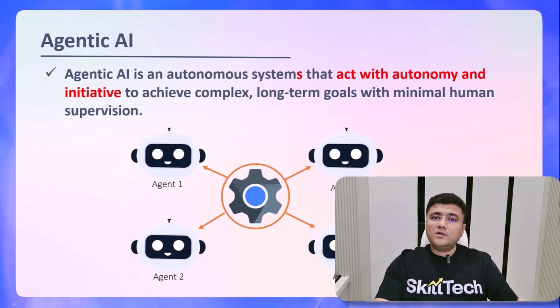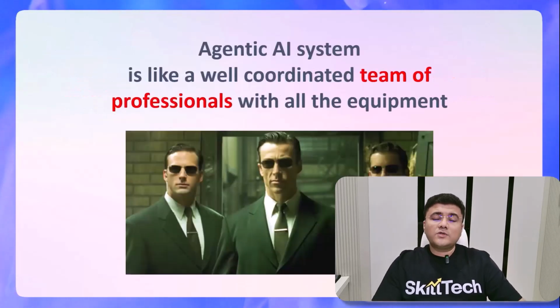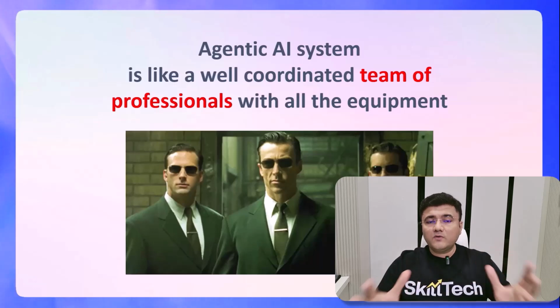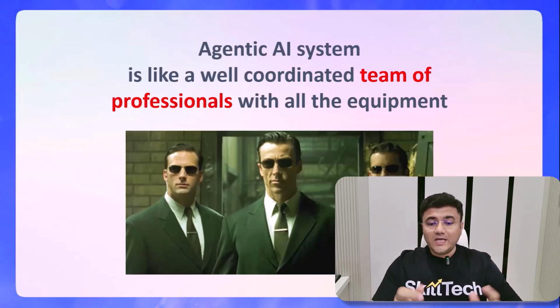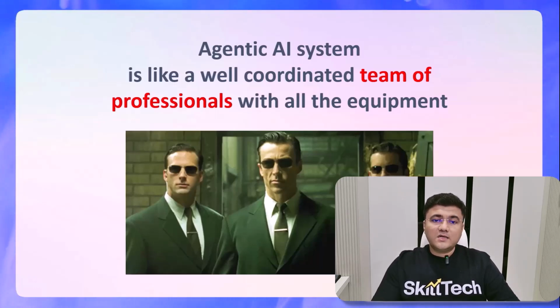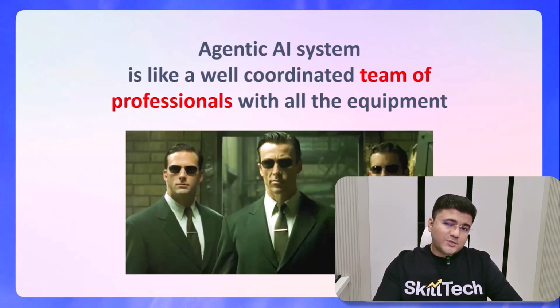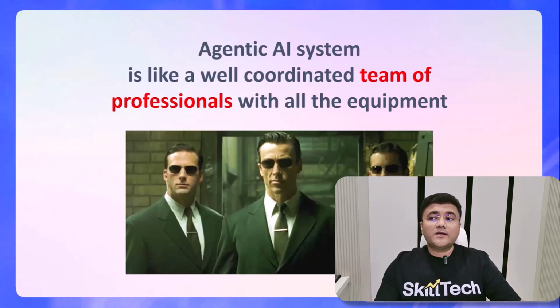But if you're focusing on an agentic AI system, I want you to think of it like a well-coordinated team of professionals. It's not one single professional. It's a team of well-coordinated professionals with all the equipment. So basically those tools which are there with an agent are still there. Knowledge, context, memory, all the things are there with these agents. This reminds me of the agents from the Matrix movie. They are also well coordinated. They also talk to each other. They also focus on a specific goal and task. And an agentic AI system is basically just trying to do a similar kind of thing.